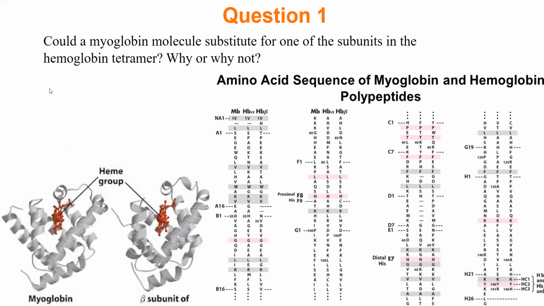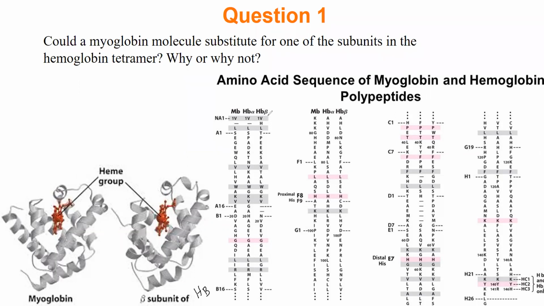So let's begin our first question here. So myoglobin looks a lot like the beta subunit of hemoglobin, which is what we're showing right here. So here's the beta subunit of hemoglobin, HB. And that's what MB, HBA, HBB stands for. Myoglobin, hemoglobin subunit A, hemoglobin subunit B.